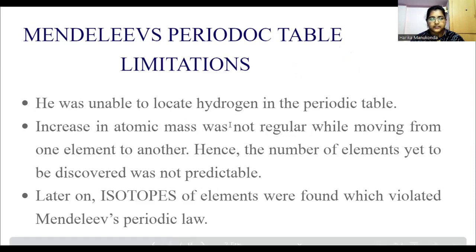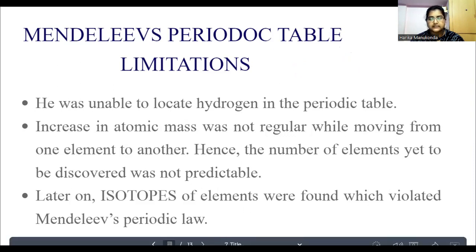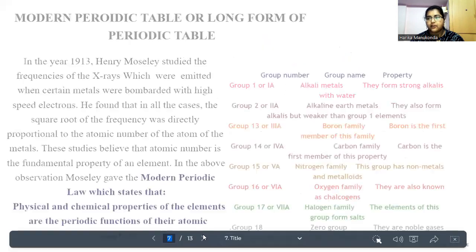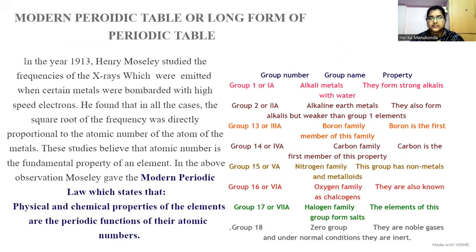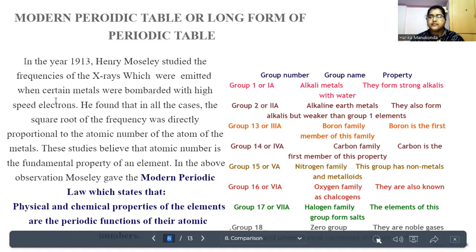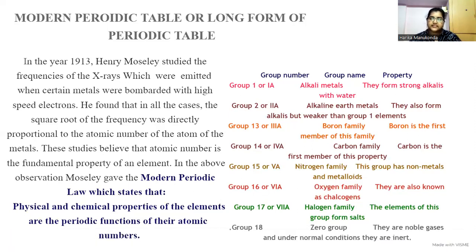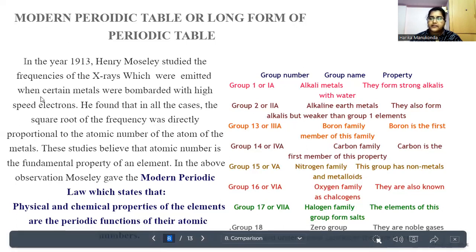Now if we go to the present day, what are we using, children? The modern periodic table, the long form periodic table, which was introduced by Moseley. In the year 1913, Henry Moseley studied the frequencies of X-rays, accidentally. These X-rays are emitted from certain metals when bombarded with high-speed electrons.